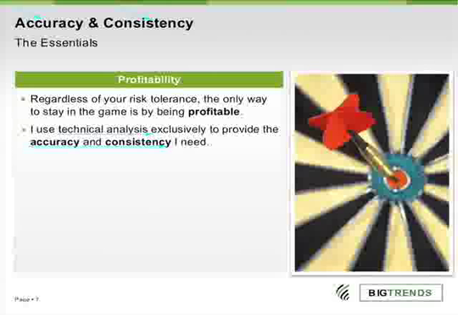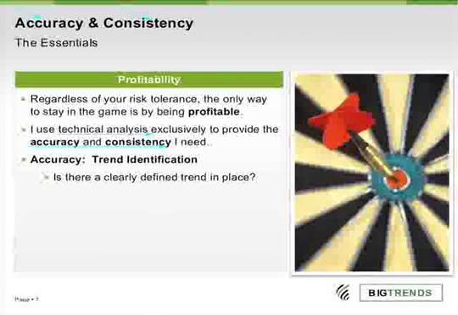And that really allows me to have the accuracy and consistency that I'm looking for, which ultimately leads to profitability. So in terms of accuracy, what are we talking about? Well, to be accurate, you need to clearly identify the trend. That can be a bullish trend, it can be a bearish trend. Sometimes there's no trend at all, and that's just as useful to know, when you're in a trending environment or when you're in a range-bound market.